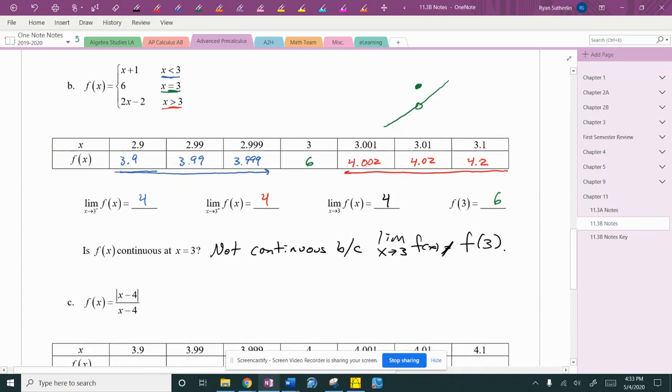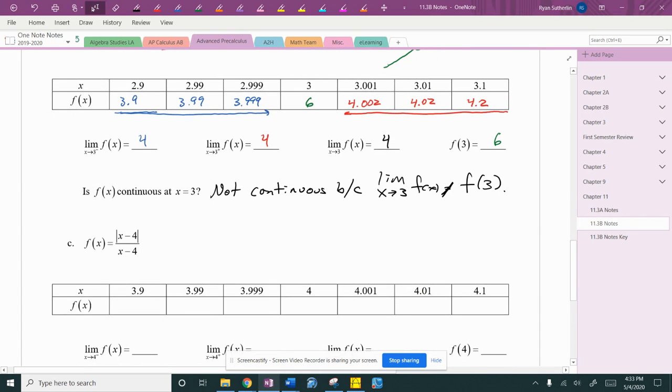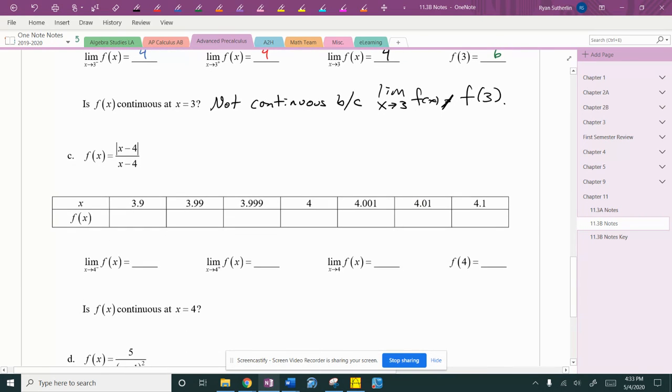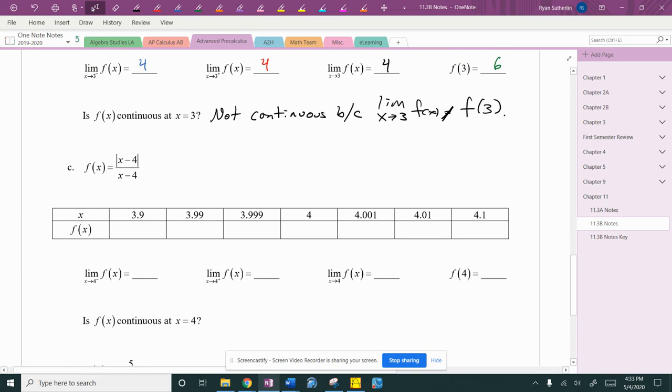All right, let's take a look at the next one. Now, this isn't a piecewise function. Actually, there have been some similar to this on recent AP exams in the multiple choice questions where students are asked to evaluate the limit of this function. And it doesn't say to make a table, but a table is truly a good way to do this problem. We want to look at what happens as x gets closer and closer to 4.